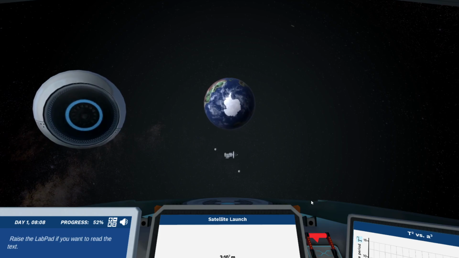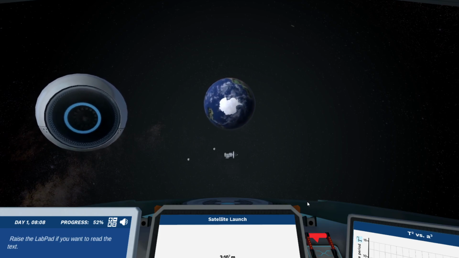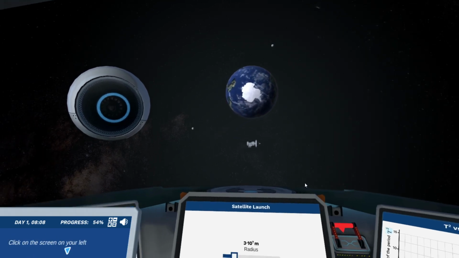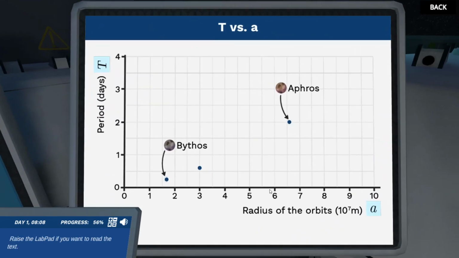Look, we have the data from our first satellite probe. It is on the screen on your left. Click on the screen on your left. We set the radius to 30,000 kilometers and got an orbital period of 0.61 days.